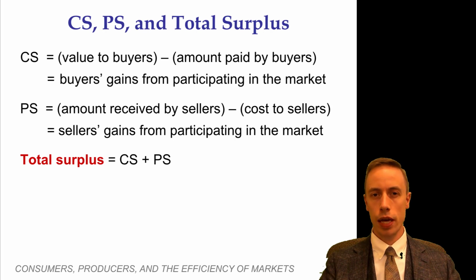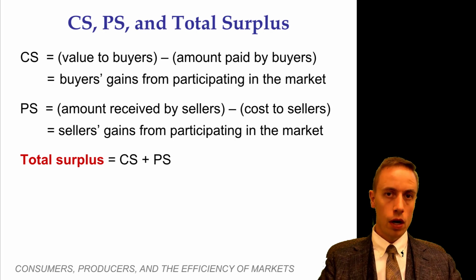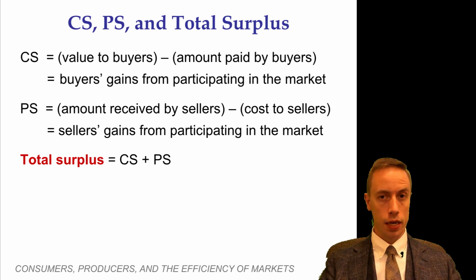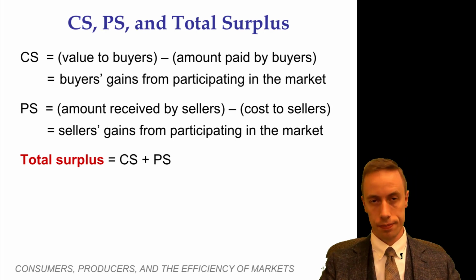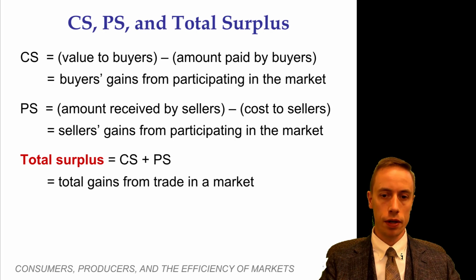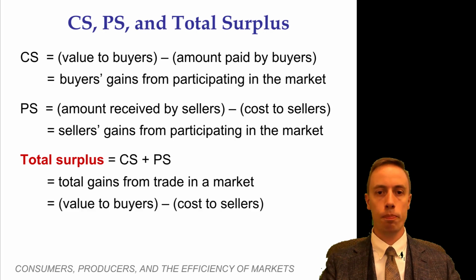Now look at the calculation for consumer and producer surplus. If we add these two concepts together, we can simplify a little bit. Consumer surplus: value to buyers minus what the buyers pay. Producer surplus: what the sellers receive minus cost. If we add these two formulas together to calculate the total gains from trade in the market, we are left with buyer value minus seller cost.